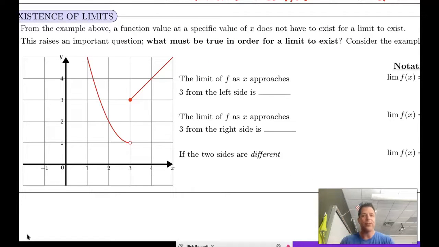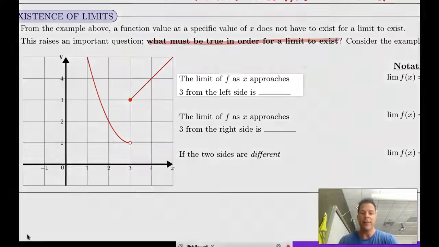So from the examples above, a function value at a specific value of x does not have to exist for a limit to exist. This raises an important question. Here's that question. What must be true in order for a limit to exist? So let's look at the following example.